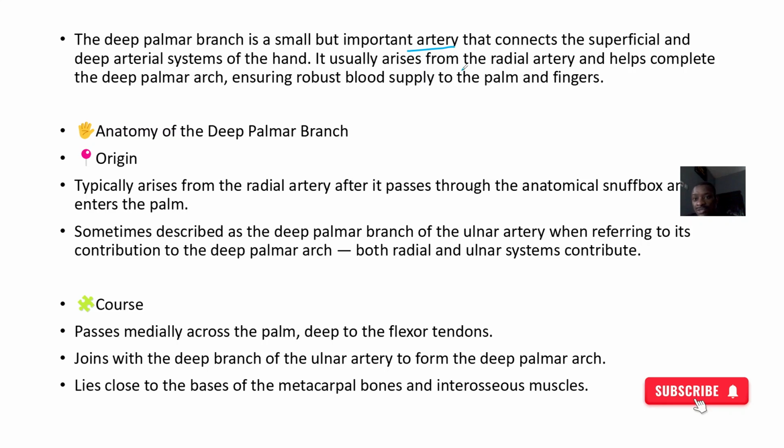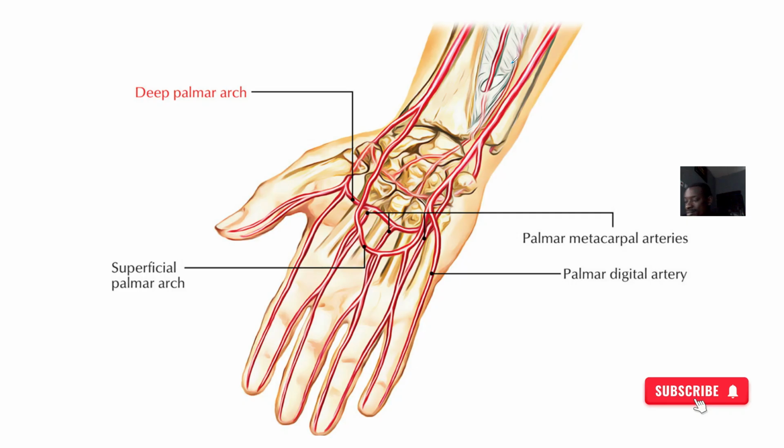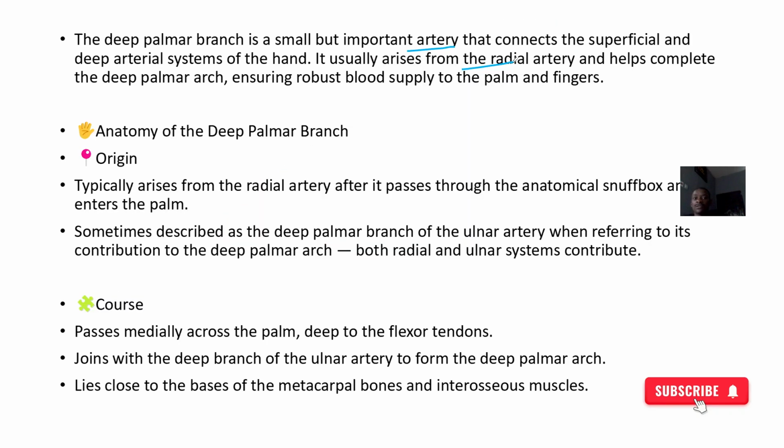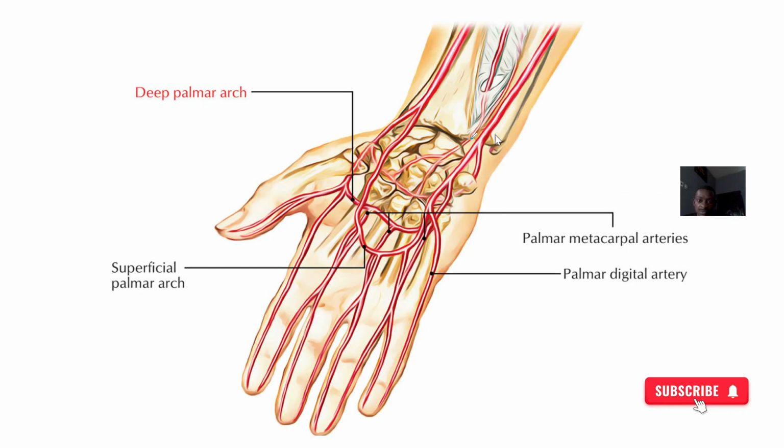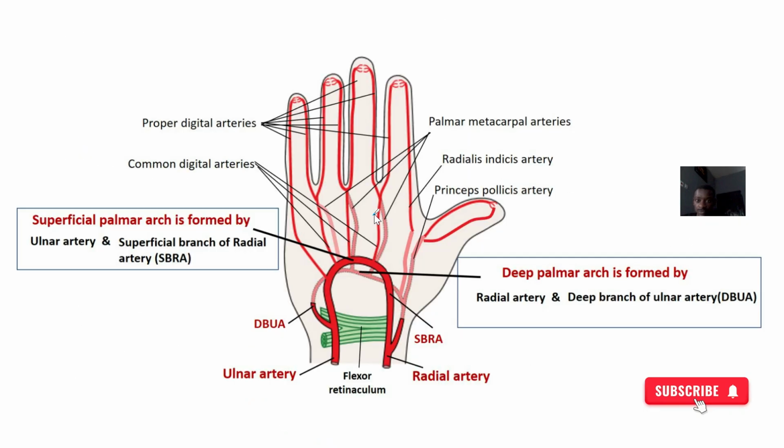So usually it arises from the radial artery, and it helps to complete the deep palmar arch. Okay, so what is it? It arises from the radial artery after it passes through the anatomical snuffbox, then enters the palm. Okay, you understand? So deep palmar arch, deep palmar branch.